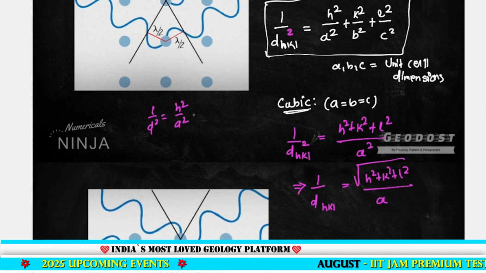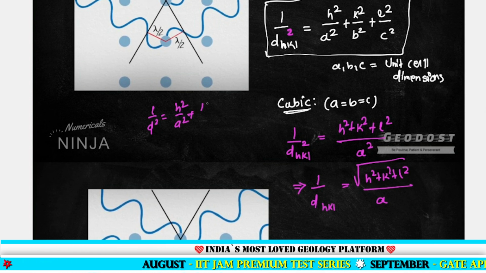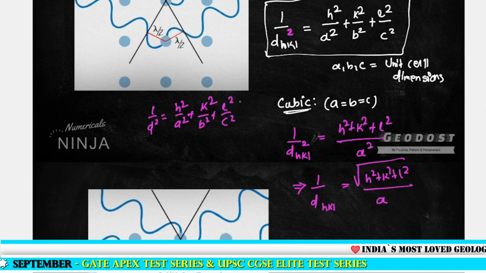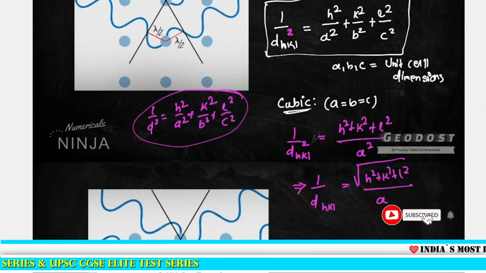So I have put h square here in order to define that it is the plane, the face. Okay, it's a planar feature. Then l square by c square. This is the universal, or you can say this is the uniform. Okay, so now come to here. This is for the cubic.